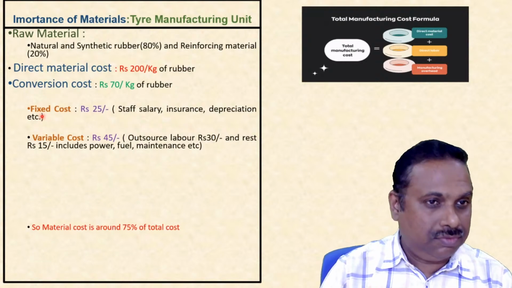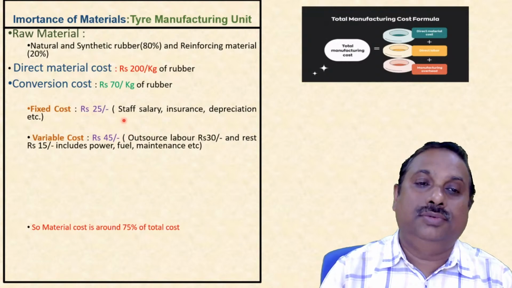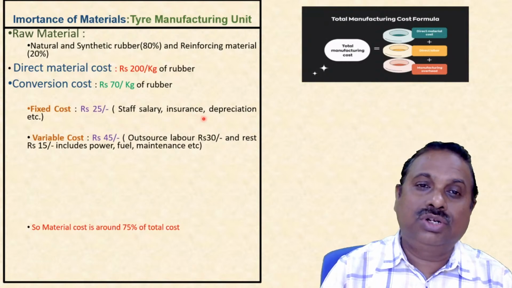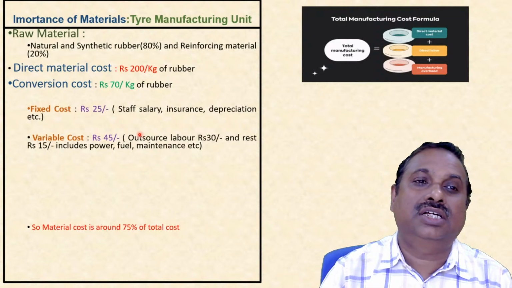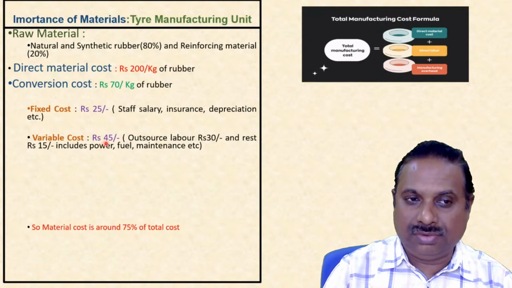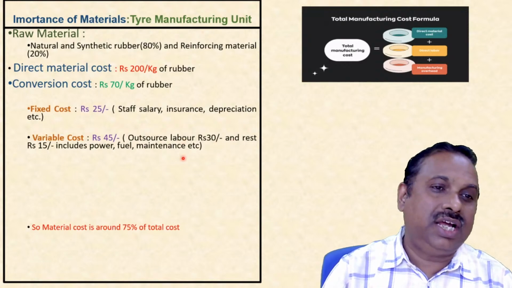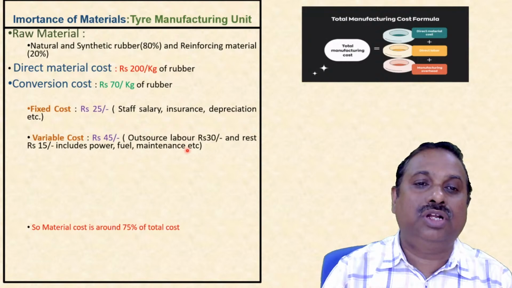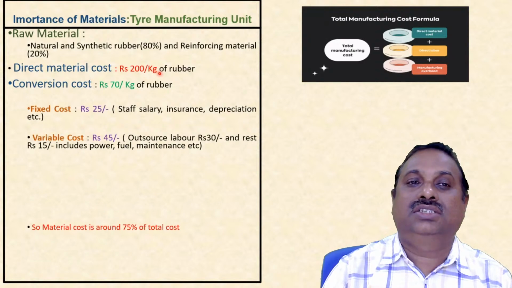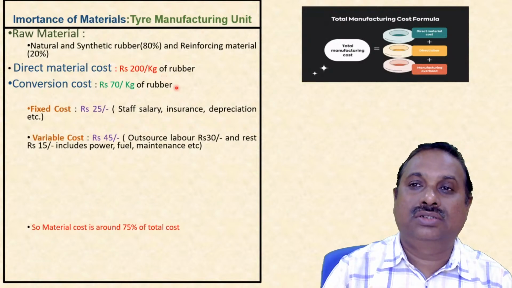So here we have fixed cost. Fixed cost is rupees 25, which includes the salary of permanent staff, their insurance, depreciation of machines, etc. This is rupees 25 per kg, and variable cost is rupees 45, which includes outsourced labor, rupees 30, and the rest, 15, includes power, fuel, maintenance. So out of 270, the direct material, the raw material rubber, is the major part.